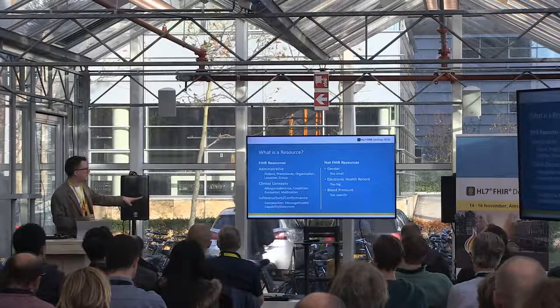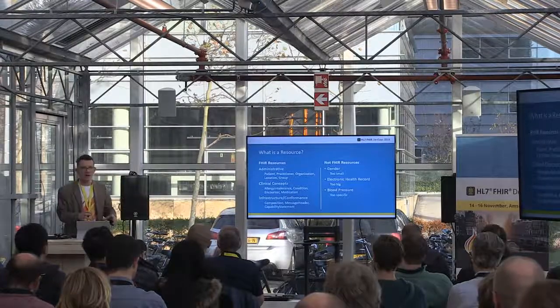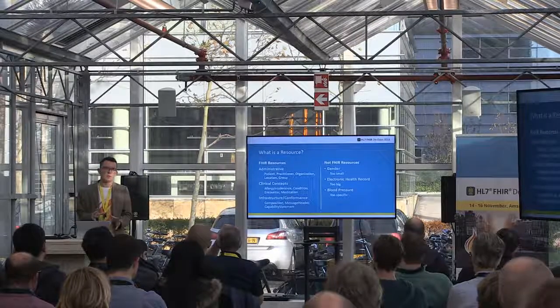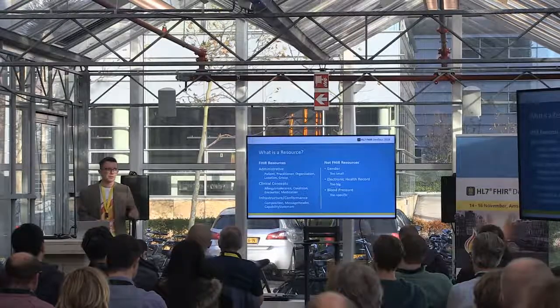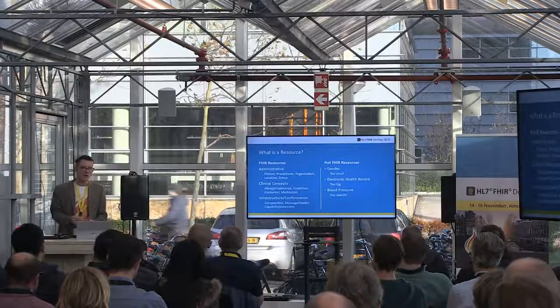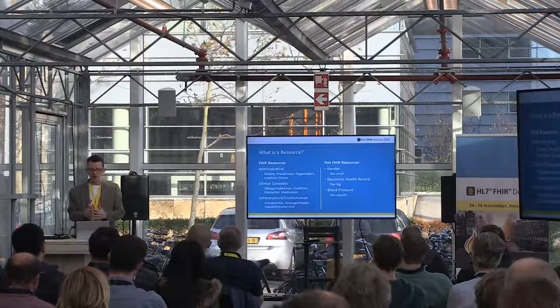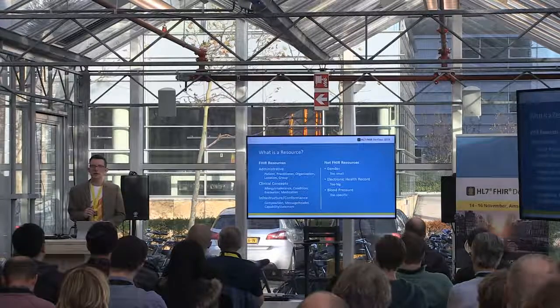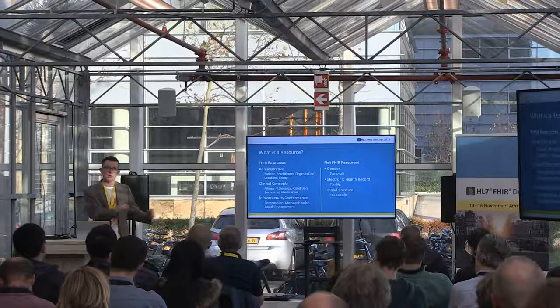Also, things like capability statement. That's a piece of FHIR machinery that lets you describe your server and which resources you support and which version of FHIR you support. So you can go to any server and read the capability statement. That's the one thing that the server has to support, its statement of what the server supports.